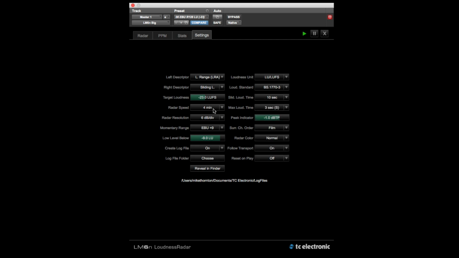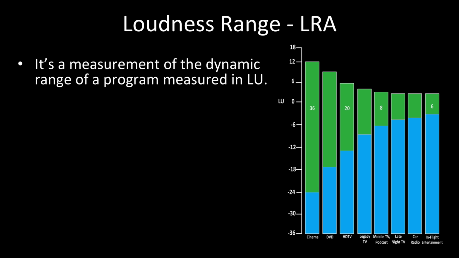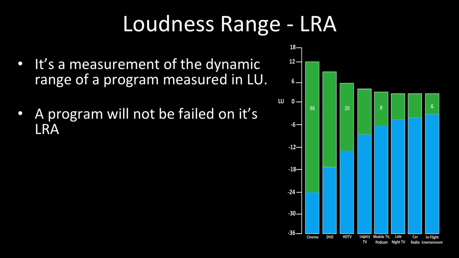Loudness range, often shortened to LRA, is a measurement for the range of loudness within a program, so how much light or shade there is. Normally, a program will not be failed for having too much or not enough loudness range. Rather, it's a tool to help us get a sense of the amount of variation in loudness in a program.